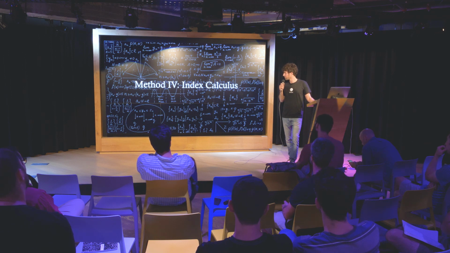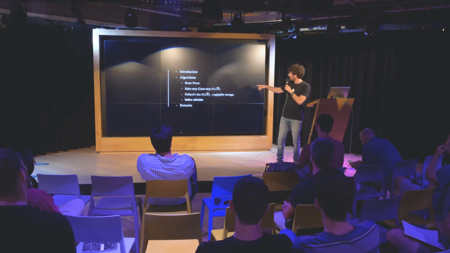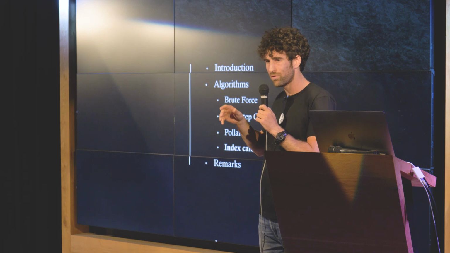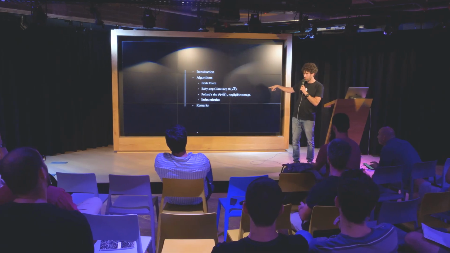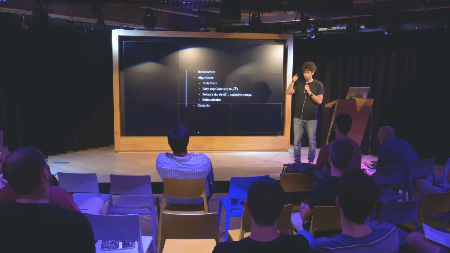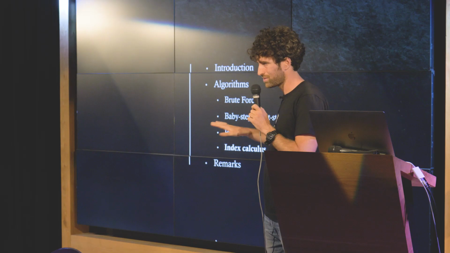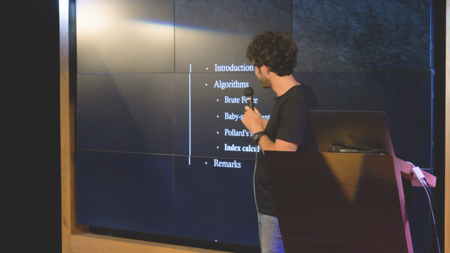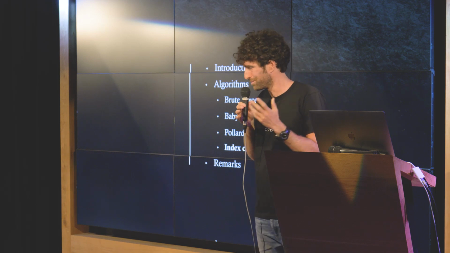There is something I wanted to say here. I forgot about that. Baby step, giant step, you understand where the names come from: we make giant steps, we make baby steps. Pollard's rho, it's because we have this image of a tail with a cycle. Index calculus means nothing. Don't linger on it. Index is just a number theoretic term for a discrete log.